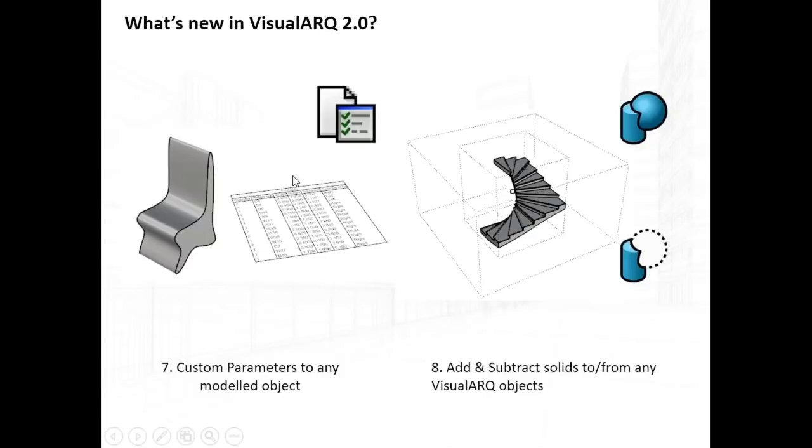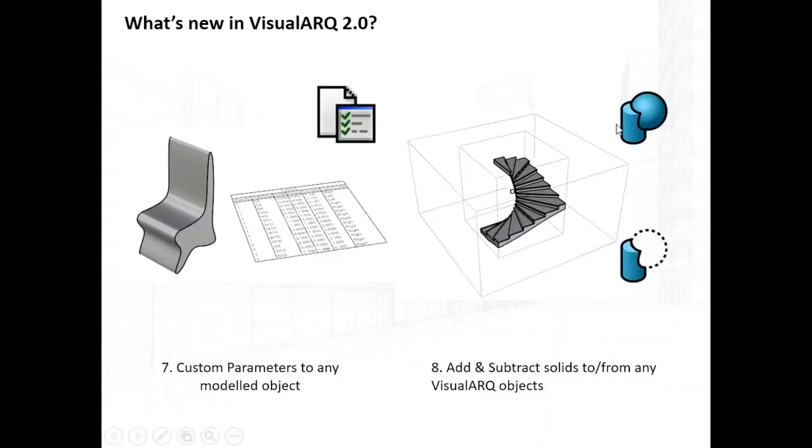We have added the option to add information to not only VisualARQ objects but also Rhino geometry and Rhino objects using custom parameters. In the current version there is a limited number of parameters, but now it's possible to generate new parameters and assign the information not only to VisualARQ objects but also to Rhino geometry. And we will see that later on as well.